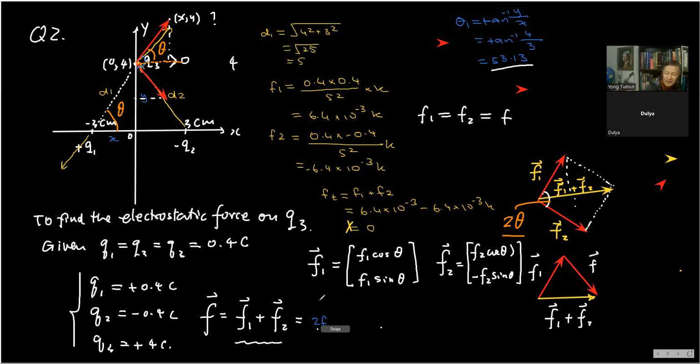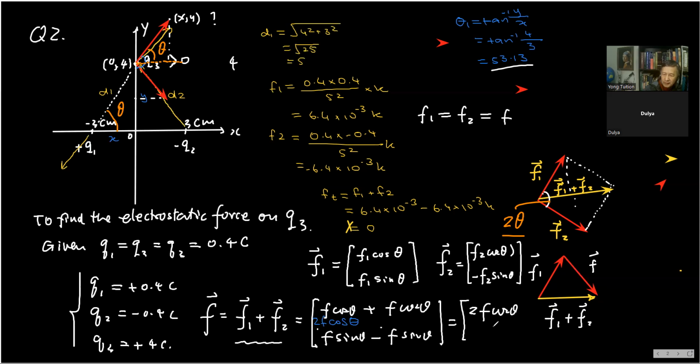Can we use matrix form? Can we write it down here? So this is F cosine theta plus F cosine theta, right? That is F sine theta, take F sine theta. Therefore, we can get another matrix, which is 2F cosine theta, 0. Can you follow me?